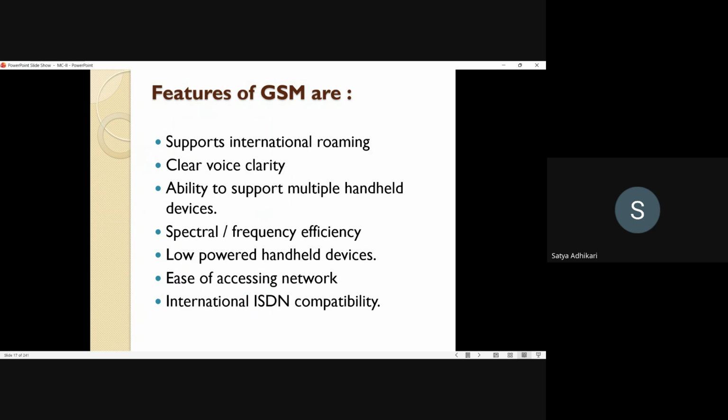Ability to support multiple handheld devices, frequency efficiency, low power handheld devices, it consumes less power. Ease of accessing the network, international ISDN compatibility. But you see, there is no video. There is no mobile TV. Nowadays we see videos, but GSM does not have any video or mobile TV. So you see there were limited features at that time.